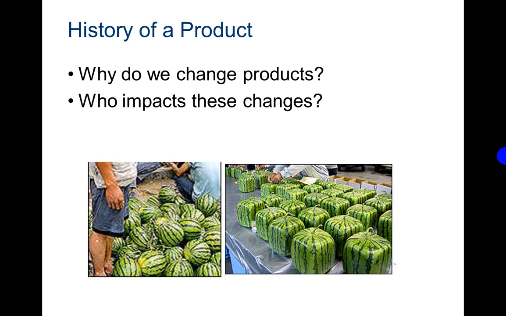You have circular watermelons, like we're used to eating, and the ones on the right. They're going to be easier to ship because of their square shape. And how you would do this is you'd start the watermelon in a box, and as it grows, it will take the shape of its container.